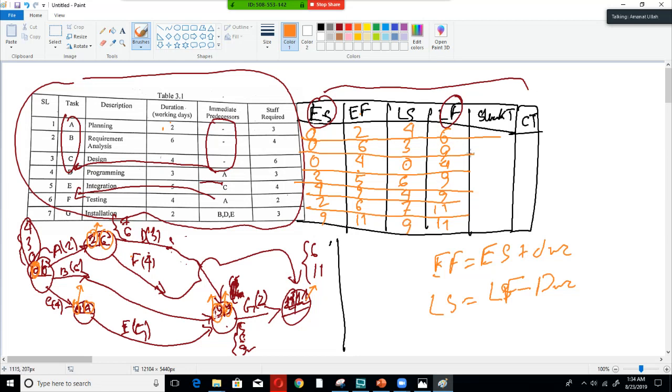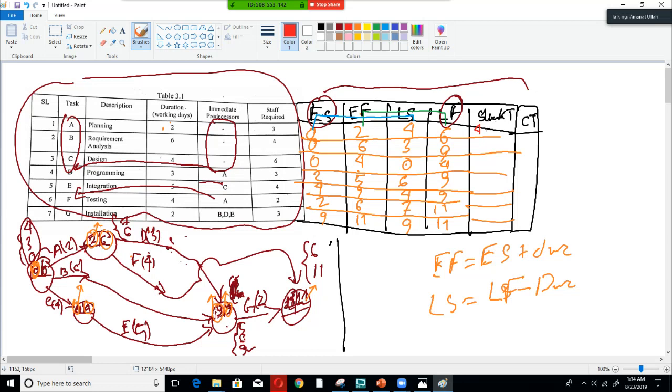Now we have to calculate the slack time. So finding slack time is really easy. We can either subtract these two values, or we can choose to subtract these two values. Either way, we'll get the same result. For this, the difference has to be absolute, so we cannot accept a minus sign. It has to be absolute.